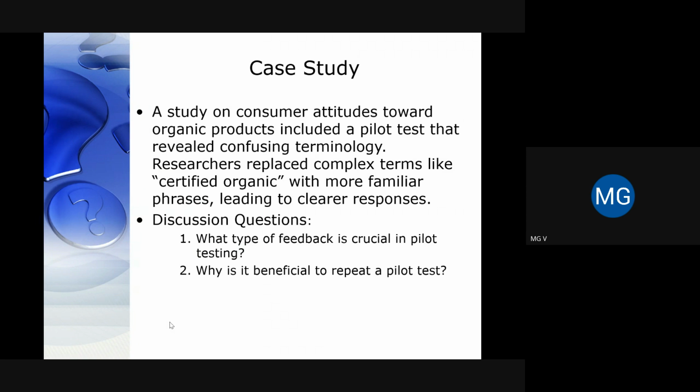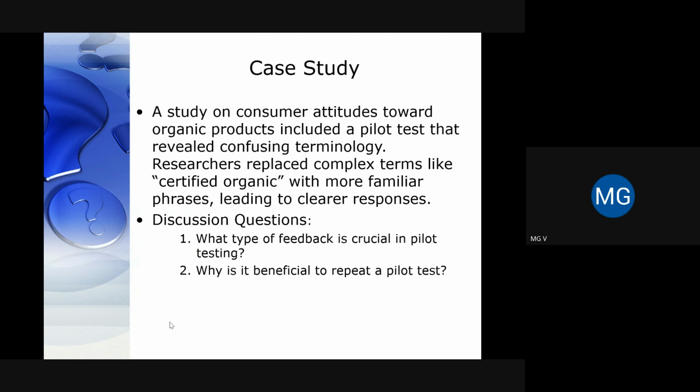If we are using such terms, respondents may find it uncomfortable understanding them. They may not ask you, they may skip the question, right? Which will ultimately affect the quality of your responses. So you need to replace complex terms with more familiar phrases, leading to clearer responses. So what type of feedback is crucial in pilot testing?